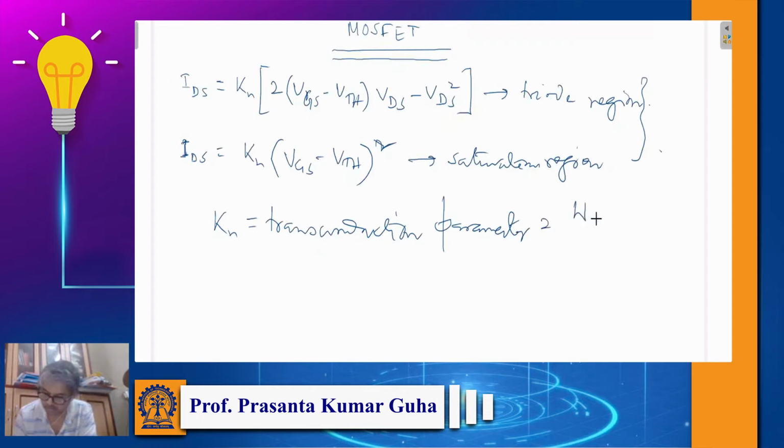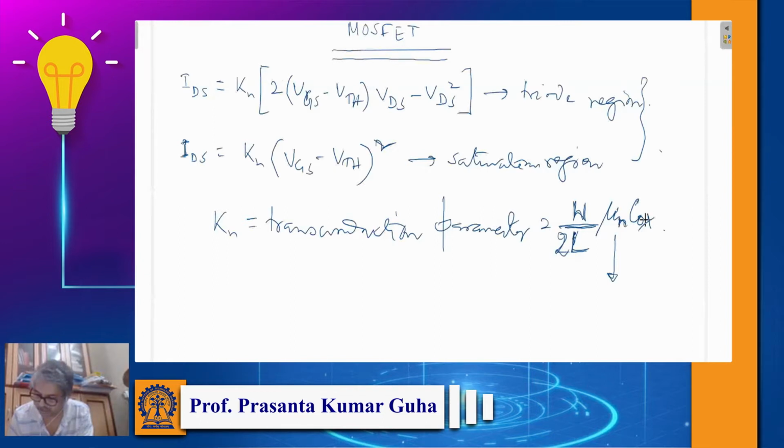Kn is equal to W by 2L, mu n Cox. Mu is the mobility of the carrier. In case of n-channel MOSFET, it is the mobility of electron, although mobility of electron in the channel is much less than mobility of the electron in the bulk silicon. Mobility of electron in the bulk silicon is around 1300 or 1350, but in the channel it may be 500, 600 max. So it is the mobility of the electron or the hole depending on the channel of the MOSFET.